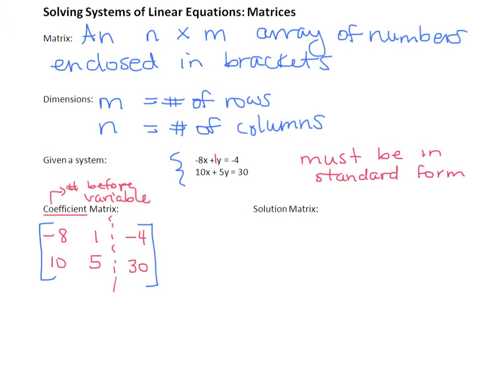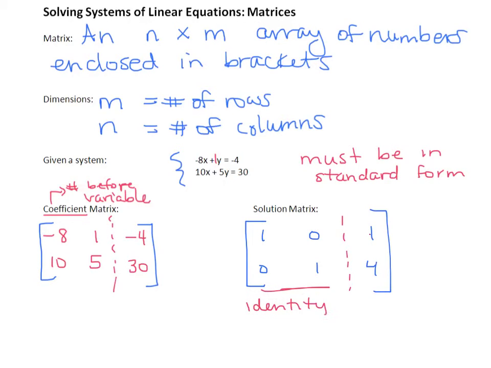So now to finish things off, we're going to write down our solution matrix, which is 1, 0, 1, 0, 1, 4. And again, I'm going to put in a little dotted line here to identify the difference between my identity matrix and my solutions. These here are my solutions.